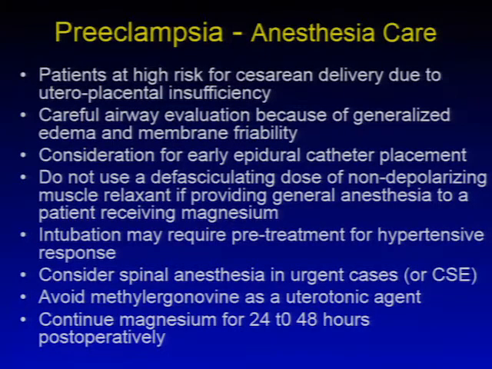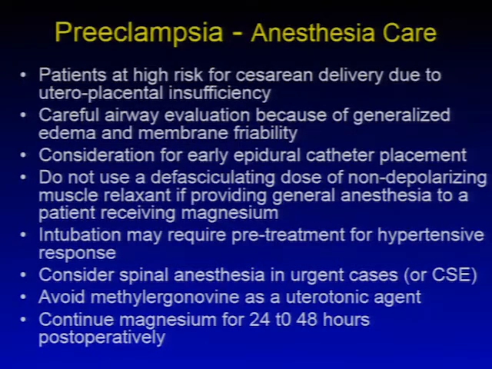Spinal anesthesia or combined spinal epidural techniques have now been found to be very safe even in urgent cases for women who are preeclamptic who require a cesarean section. And the hypertensive effect of methylergonovine, Methergine, as a uterotonic agent precludes its use in preeclamptics except for severe bleeding disorders. Often the preeclamptics receive magnesium for 24 to 48 hours after the operation for seizure prophylaxis.